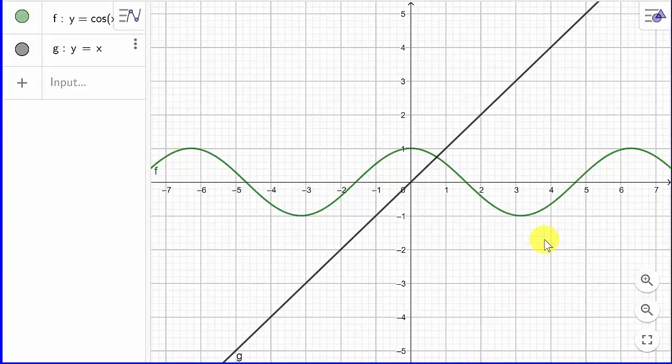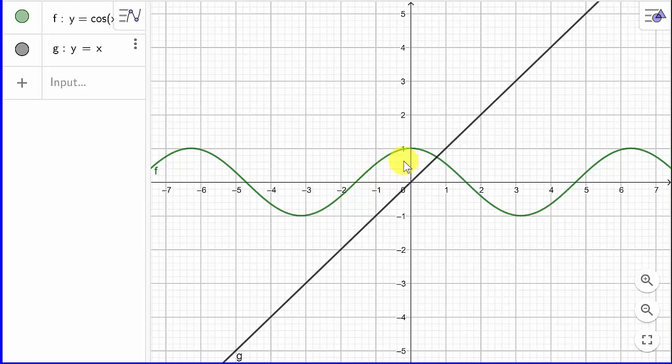And by the way, this software right here that I'm using, it's called GeoGebra. Okay? It's the best free graphing software out there. Check it out. You can install it on your computer, or you can use the online version of it.